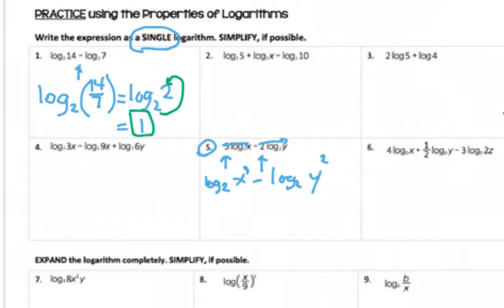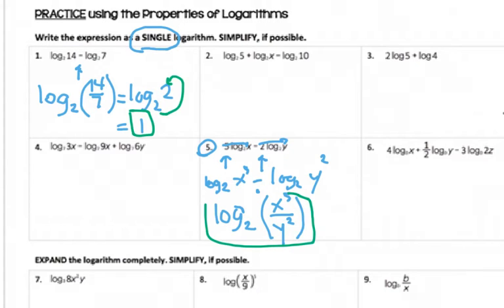Sorry, that's so messy, getting the hang of this pen. But then this subtraction here, remember, means that if it's the same base, you can rewrite this as log with a base of 2. And then the quotient rule says you can rewrite this as x to the 5 over y squared. You can't do anything more than that, like evaluate it. So this is your final answer, and that's practicing with the quotient rule.